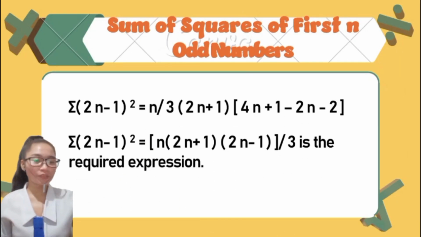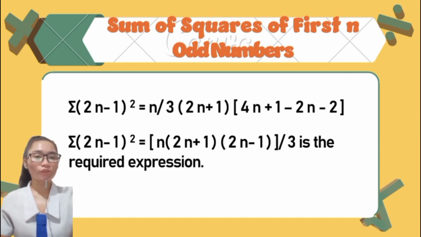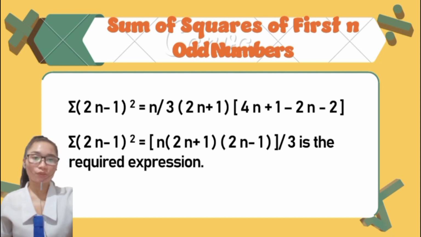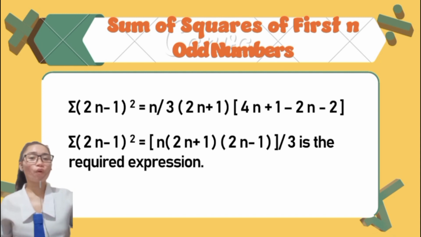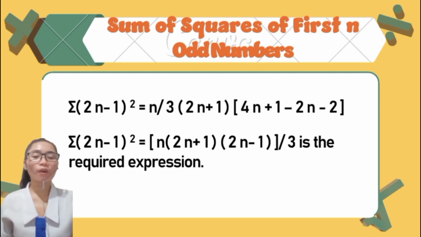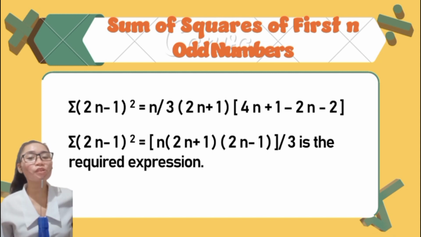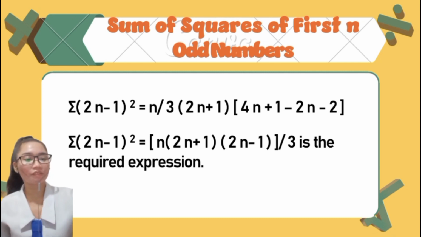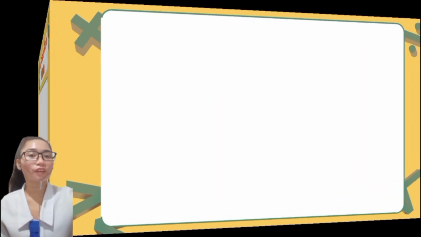Taking out the common terms, we get the summation of the quantity 2n minus 1 squared, which is equal to n over 3 times 2n plus 1 to be multiplied by 4n plus 1 minus 2n minus 2. Therefore, the summation of the quantity 2n minus 1 squared is equal to the quantity n times 2n plus 1 times 2n minus 1 all over 3, and this is the required expression. So I hope you are able to follow.